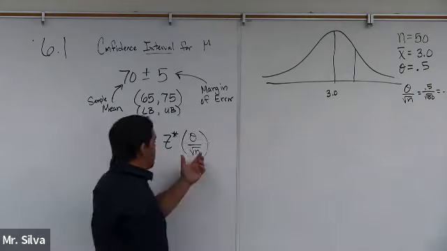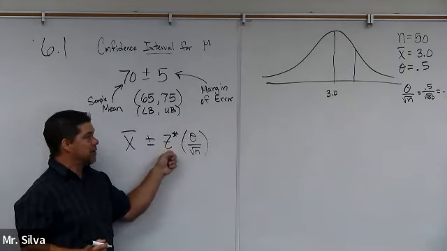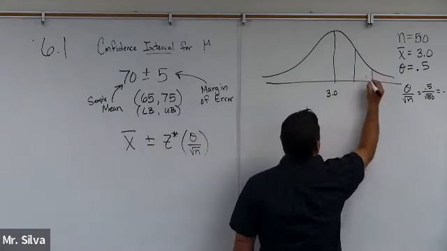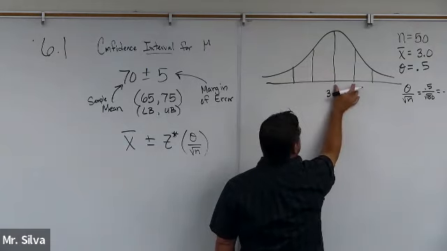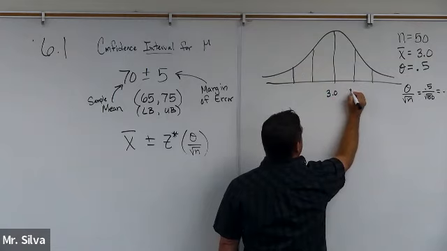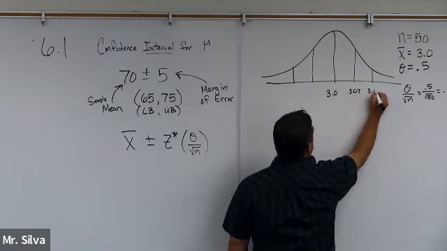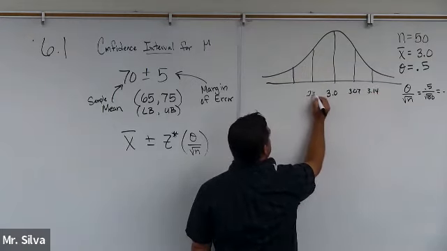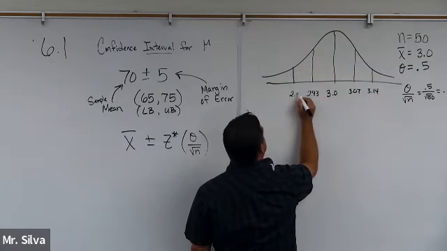But I'm not just going to multiply this. This is 0.071. I'm going to multiply it by a z-score. So I want to go 2 deviations to say what would be usual. One standard deviation is 0.071. So this would be 3.071. This would be 3.14. Subtract 0.07, 2.93, and 2.88.